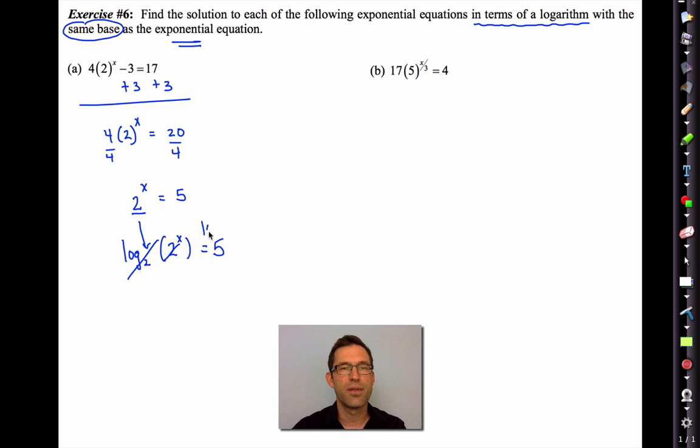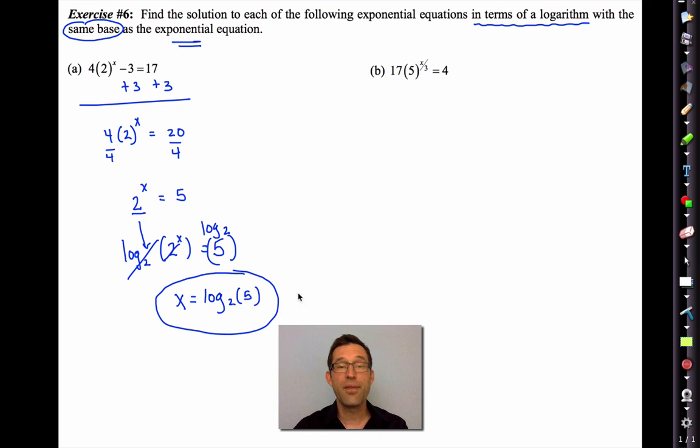Whoops, that was horrible. I have the log base 2 of 5 on that side. I can't take the log on the left and not the log on the right. Anyway, so eventually I just get x equals the log base 2 of 5. And that is what it is. It's some decimal answer, but we're going to just leave it like that, okay?